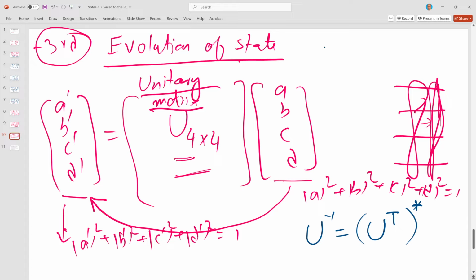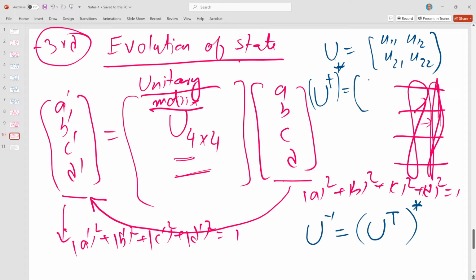So as an example, let's say I'm talking about a two level system, and I have U11, U12, U21, U22. Then U transpose and conjugate would mean that U11 conjugate, U21 conjugate, U12 conjugate, U22 conjugate. So we took the transpose and we took the conjugate of each element. And conjugate again means that we have to flip the sign of iota.